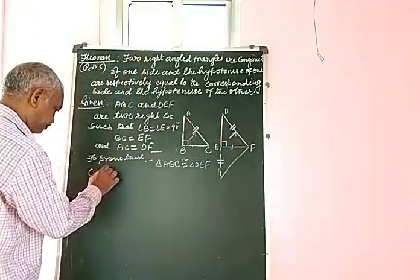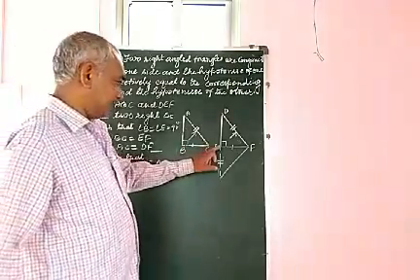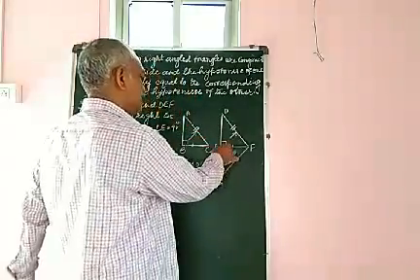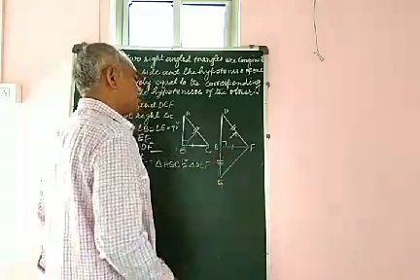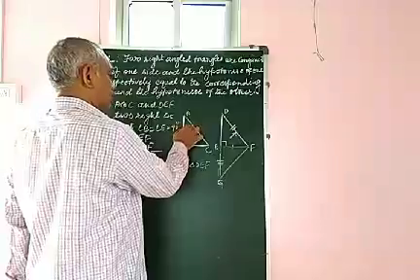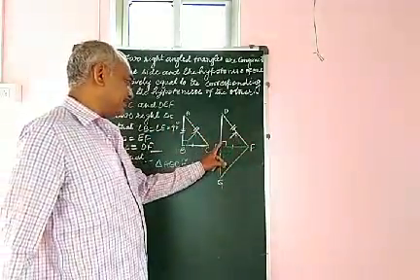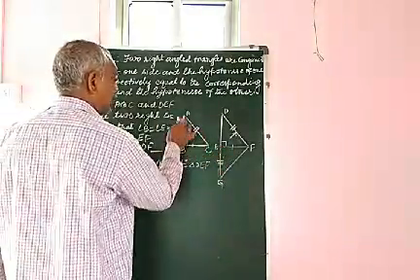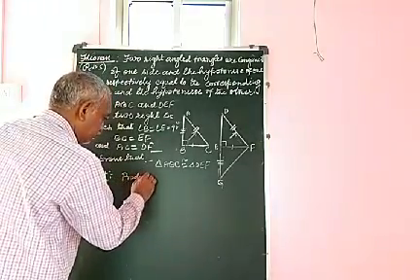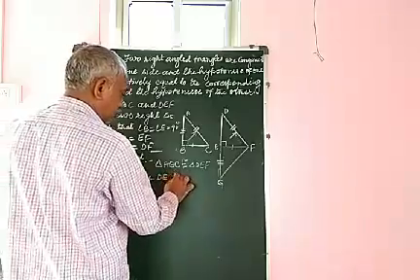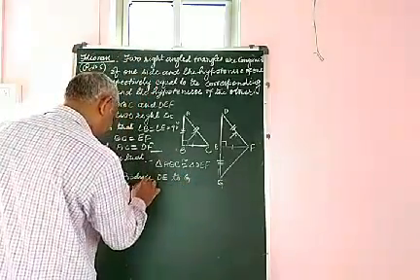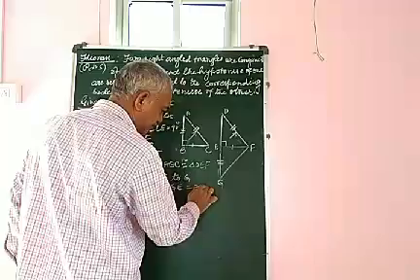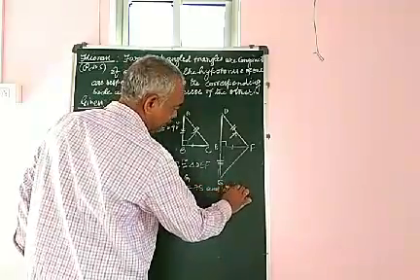Now, construction. Produce DE to G such that GE is equal to AB, and join FG.